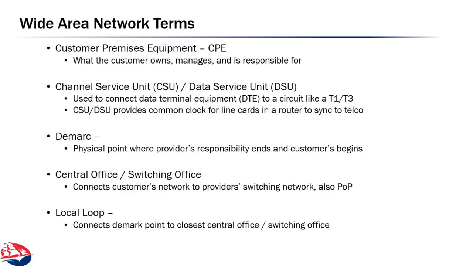They also have the local loops for all of the communication lines that are used for a particular area. So the local loop gets me from, say, my campus to the central office, or my business to the central office. From the switching office, then, we'll get out to the backbone lines that go between cities or between regions or countries.